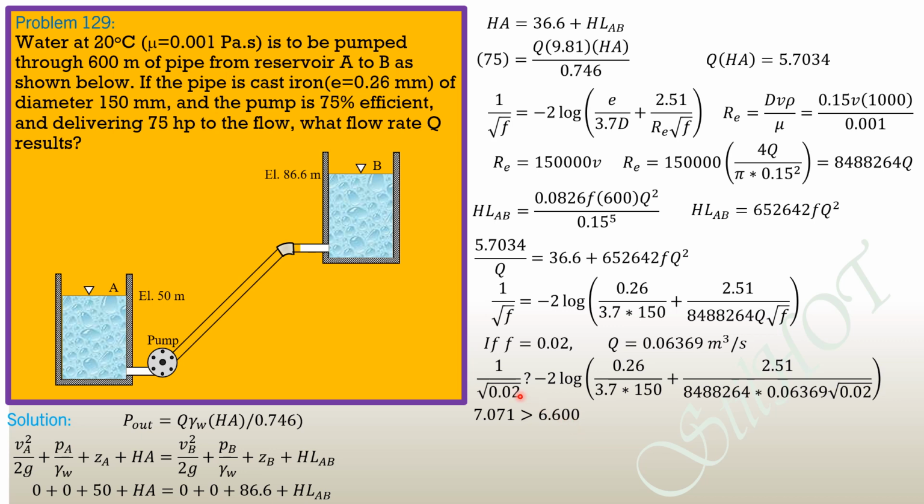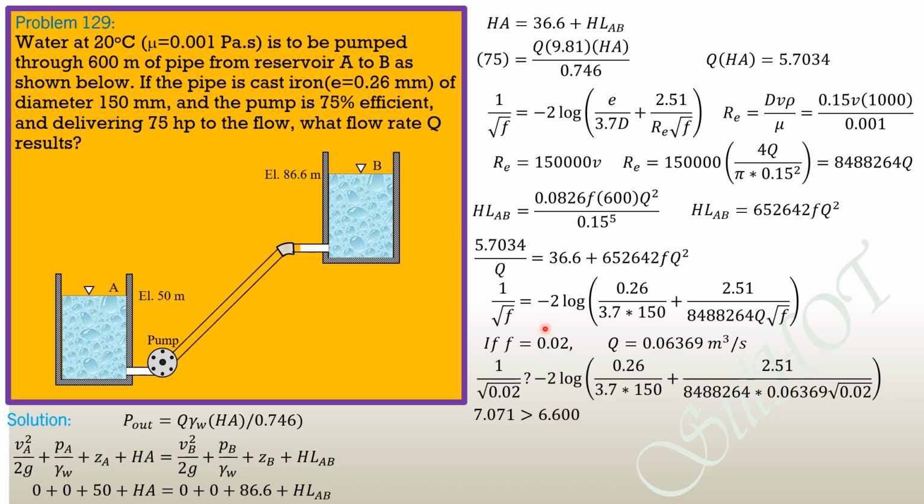So we must increase F a little. If we increase F, then the left side will decrease a little, and the right side will increase a little, until they meet or until they are equal.